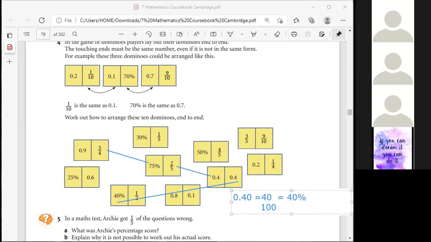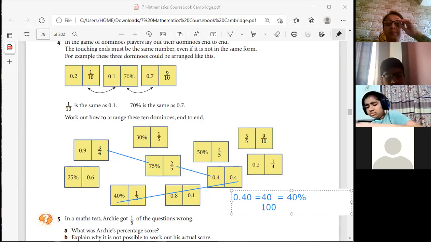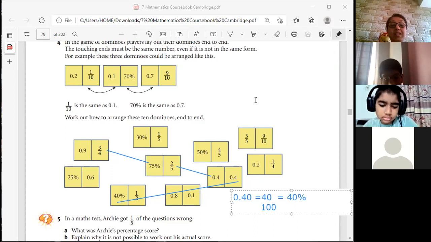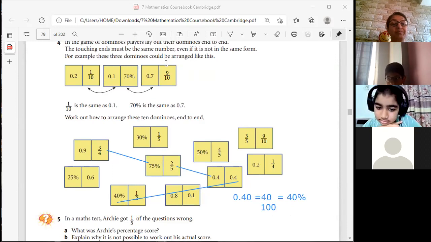Yes. Ayan, Advaid, Mohammed, Saqib, Tabish. Any doubt related to this? No, ma'am. Okay. Now look at 1 upon 2. If I talk about 1 upon 2, where can I relate it to? 1 upon 2.